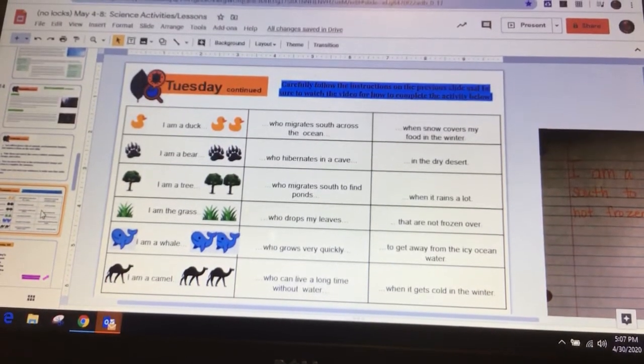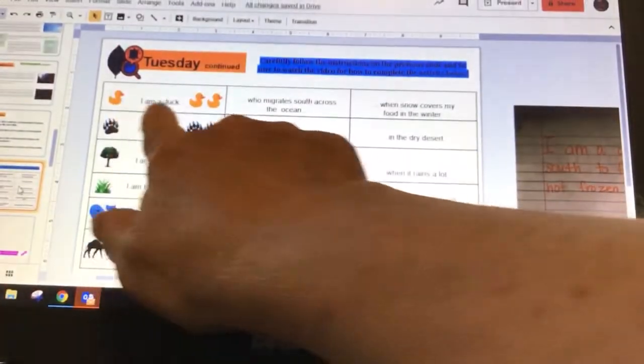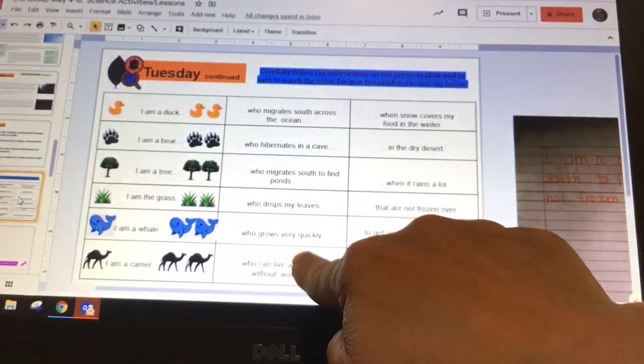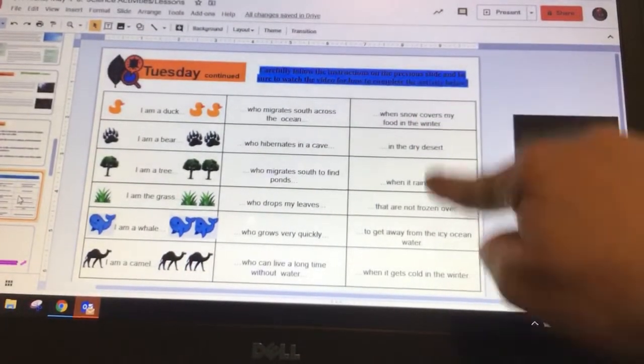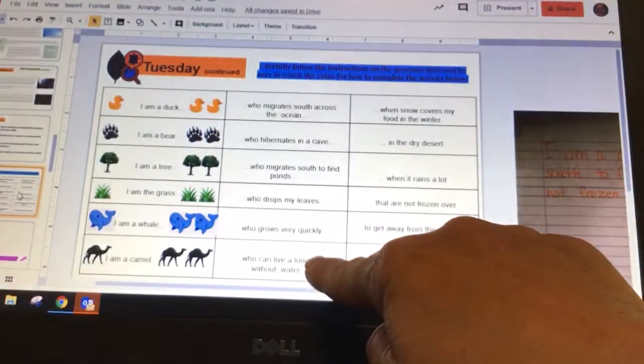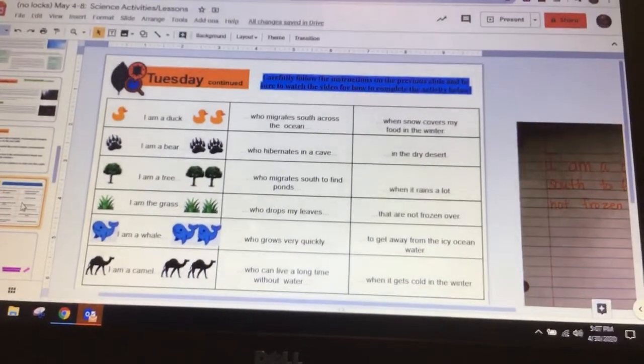All right, so what you're going to need to do is you see here where it says, I am a duck. You're going to have to fit the sentence, I am a duck, with one of the environmental changes and then one of the actions right here, okay? So I am a duck is going to fit with something in this column and then something in this column, okay? So, for instance, you might have something like this.